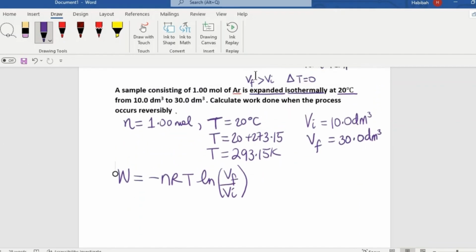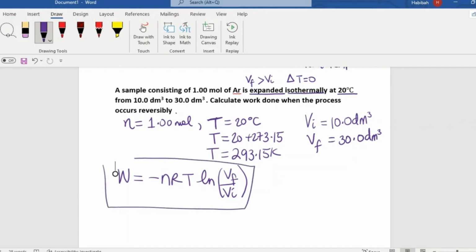One thing I wanted you to know is that the work done formula is different depending on what you're doing. This question is an isothermal expansion that occurs reversibly, so our question is going to use this formula. If this was a question against constant external pressure, the formula we use to calculate work done would be different. So be very careful, because this is an isothermal expansion and it occurs reversibly. That's the reason why we're using this particular equation.